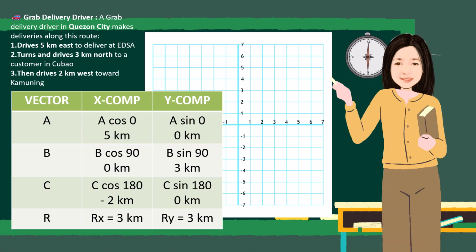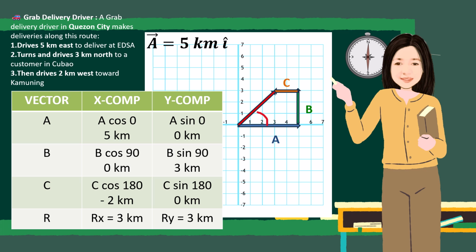Next, we use the concept of unit vector. So using the concept of unit vector, again, this is vector A, vector B, vector C, and that is the resultant vector, and that's the resultant angle theta. So vector A, in terms of unit vector, will be 5 kilometers i hat. i hat is the unit vector along the x-axis. j hat is the unit vector along the y-axis, and k hat is the unit vector along the z-axis.